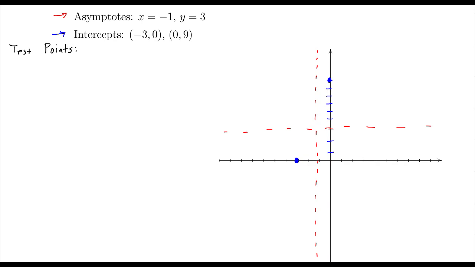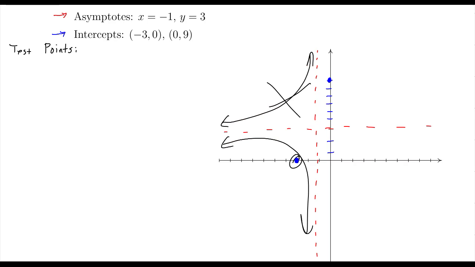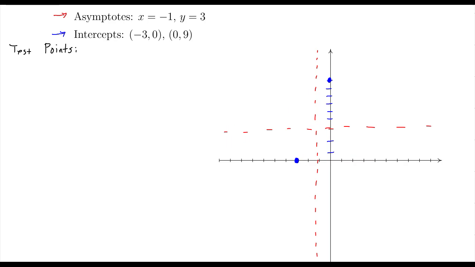Because remember, our graph has to either be up here or down here, and obviously it cannot be up here if it has to pass through this point. And it has to be either here or here, and it can't be down here if it has to pass through this point. Okay, so we're kind of limited on our options, but let's do the test points anyway, just for practice.